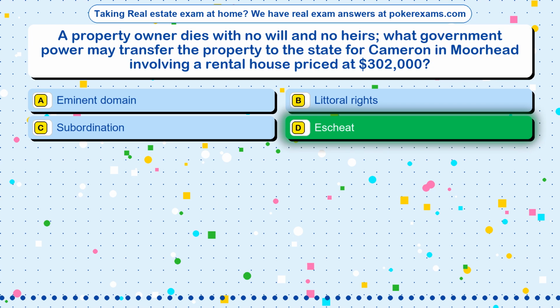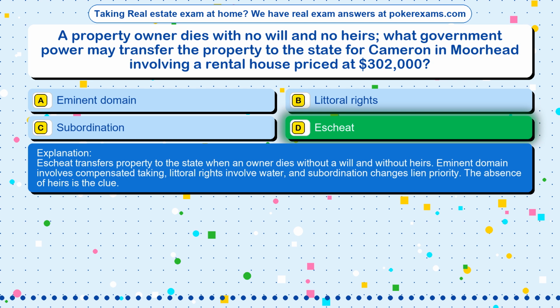The correct answer is option D, escheat. Escheat transfers property to the state when an owner dies without a will and without heirs. Eminent domain involves compensated taking. Littoral rights involve water, and subordination changes lien priority. The absence of heirs is the clue.